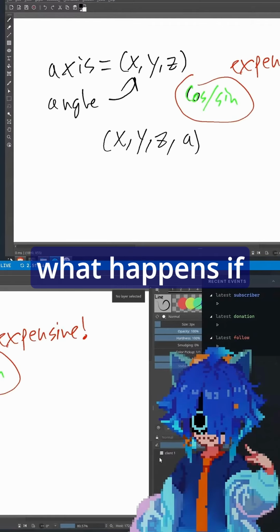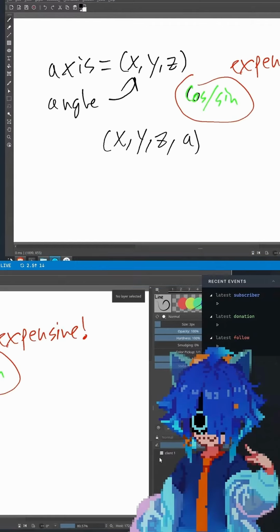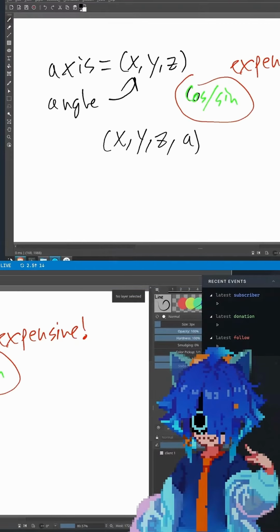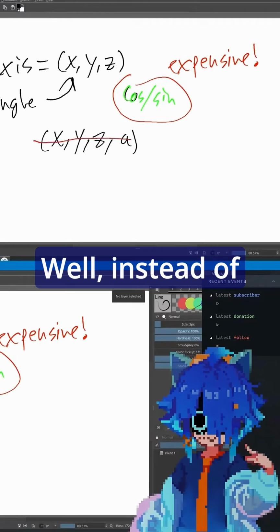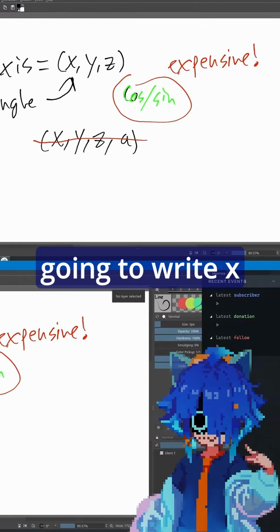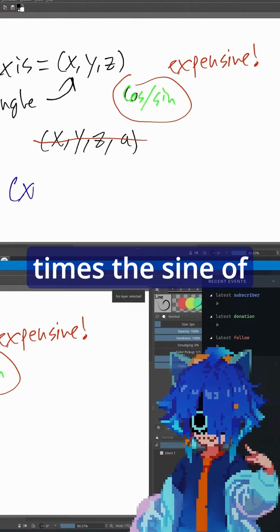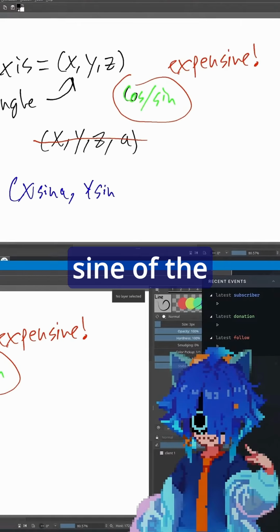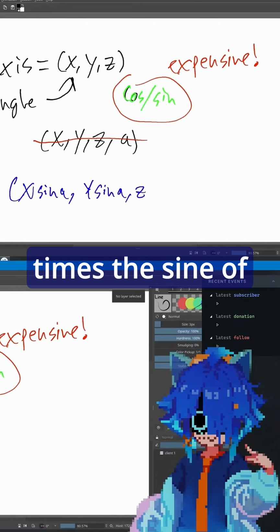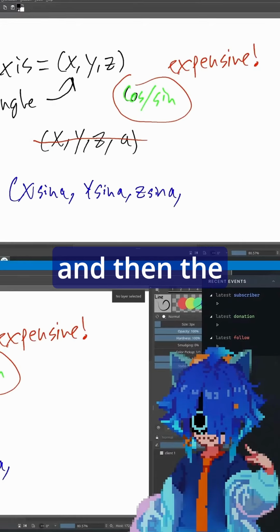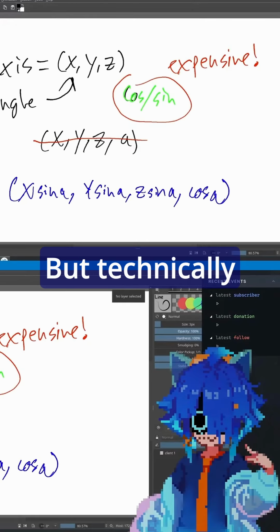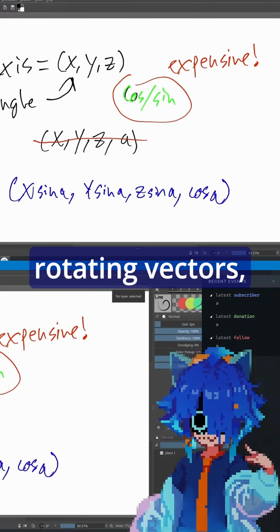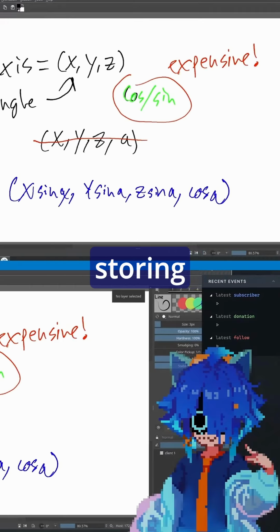So what happens if we pre-compute sine and cosine, and then we just bake that into our representation? Well, instead of just writing this straight, we're going to write x times the sine of the angle, y times the sine of the angle, z times the sine of the angle, and then the cosine of the angle. But technically I'm lying. This will work, but for it to work properly for rotating vectors, you need to be storing angle over 2.